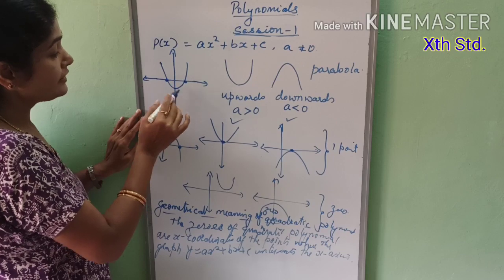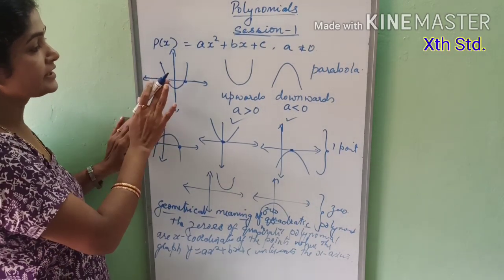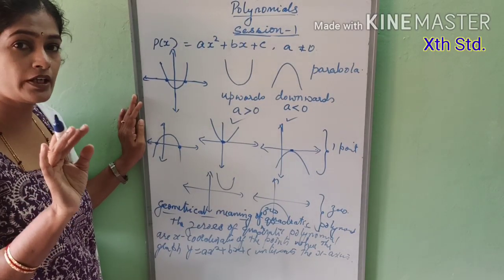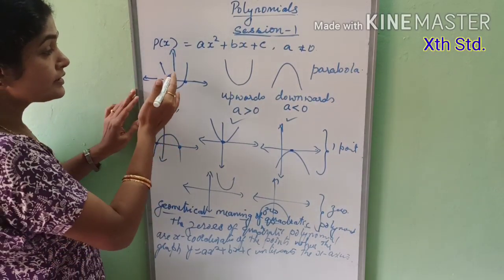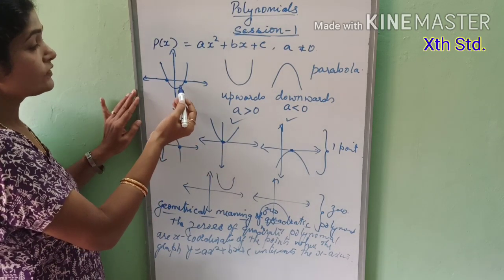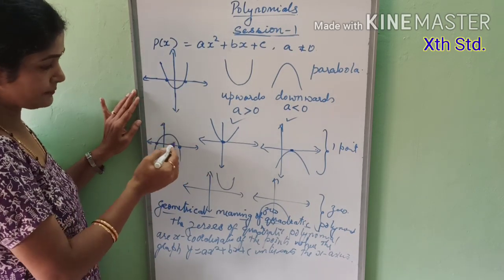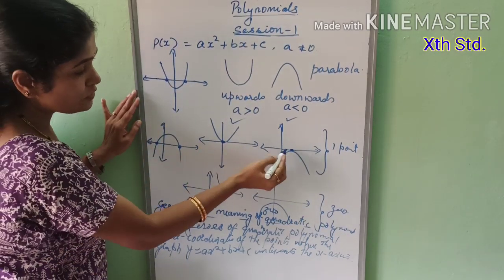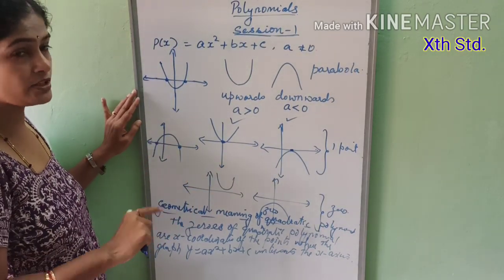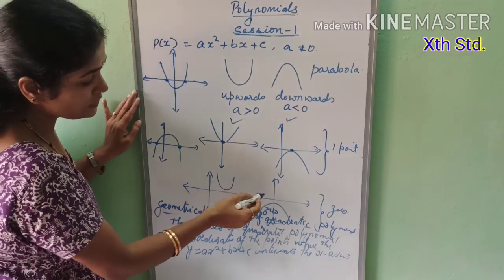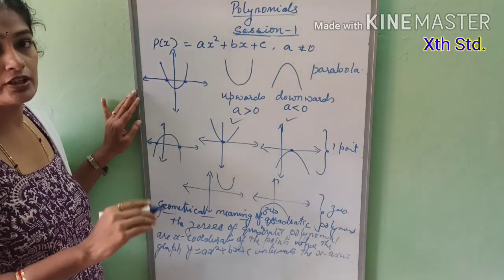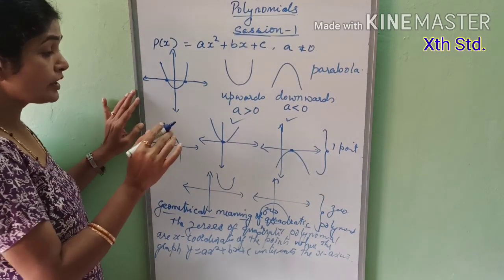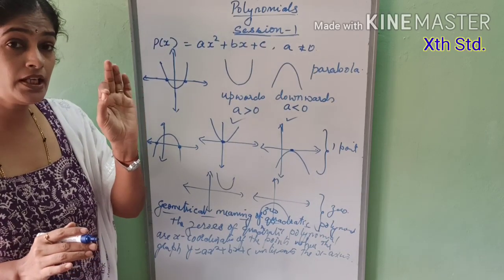By looking at the graph, we will be able to tell how many zeros a particular quadratic polynomial has. I have shown you some cases where the polynomial graph may look like this. In this case, we will say that there are two zeros. In these two cases, it has only one zero. In these two cases, it has no zeros at all.